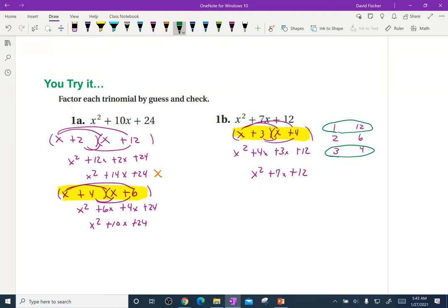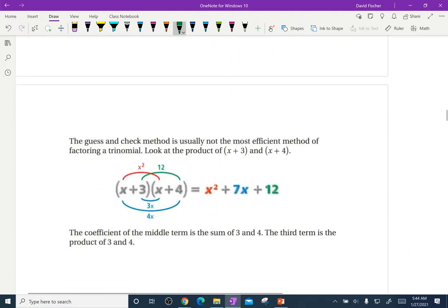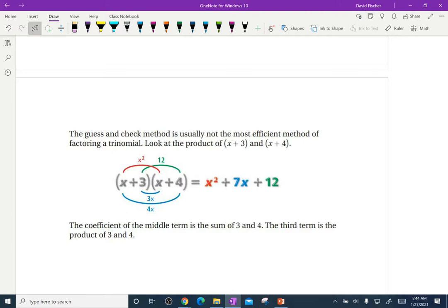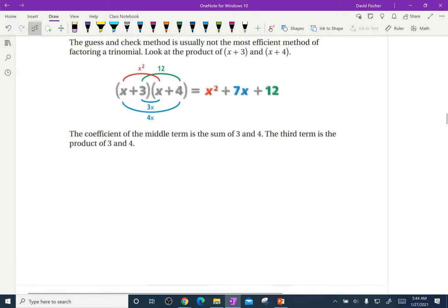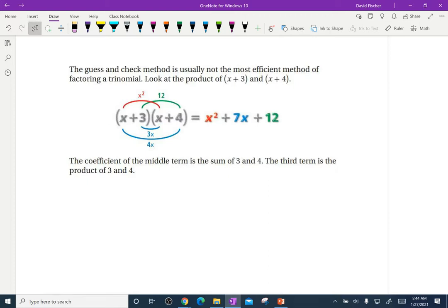Okay? Guessing and checking is a lot of work, especially when you have to check with your FOIL ones. And today I want you to check on all the odd ones on the paper, okay? If you want to check the evens, that's fine, but I for sure want you to check all the odds, okay? All right, so the guess and check method isn't very efficient.